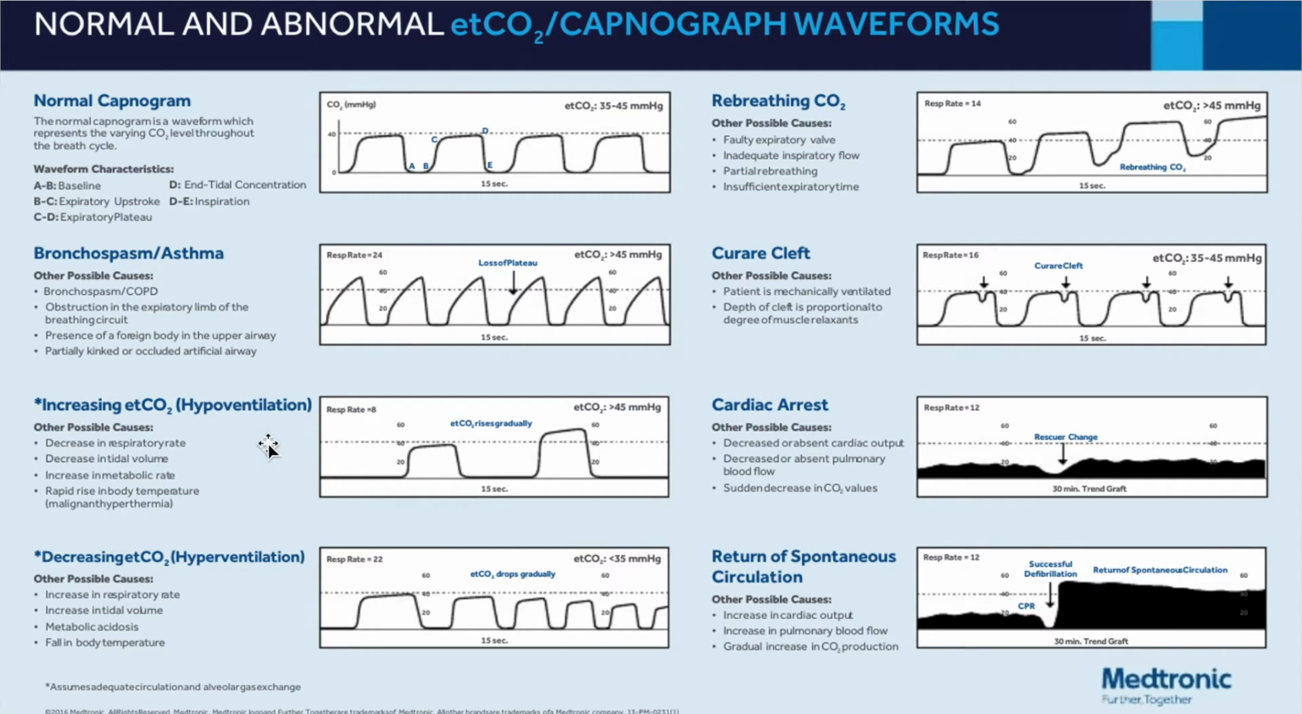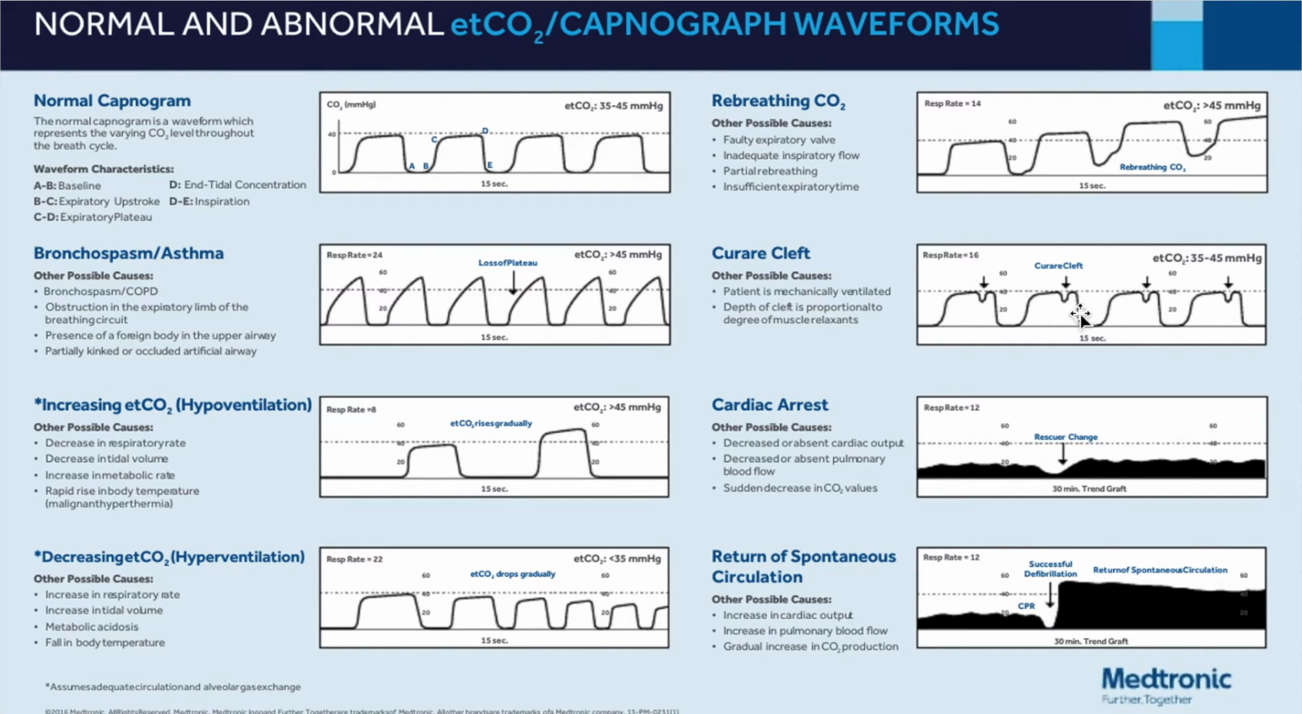On this one right here, you have an increase in CO2, so the patient would be hypoventilating. Once again, the end-tidal would be greater than 45. In this one right here, you have decreasing end-tidal, so that would be hyperventilation, and that would be when your end-tidal is less than 35 millimeters of mercury. In this one right here, this is showing rebreathing of CO2, so that can be very dangerous, because that would mean that your end-tidal was greater than 45.